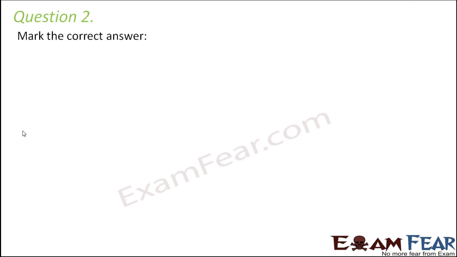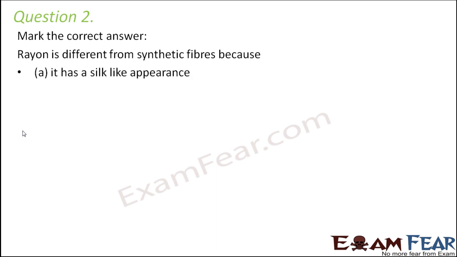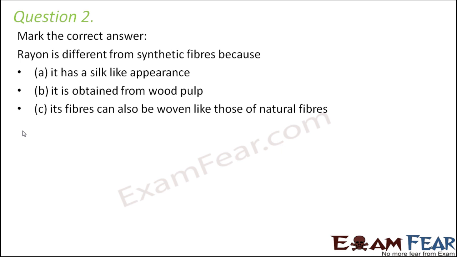Question number 2. Mark the correct answer. Rayon is different from synthetic fibers because it has a silk-like appearance. Well, rayon does have a silk-like appearance, but that doesn't make it different from other fibers. It is obtained from wood pulp. Yes, it is obtained from wood pulp. Its fibers can also be woven like those of natural fibers. Even for artificial fibers, their fibers can be woven to form a fabric.